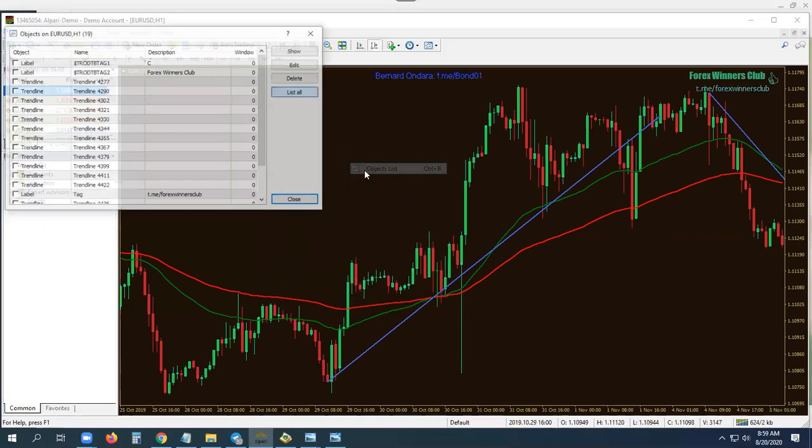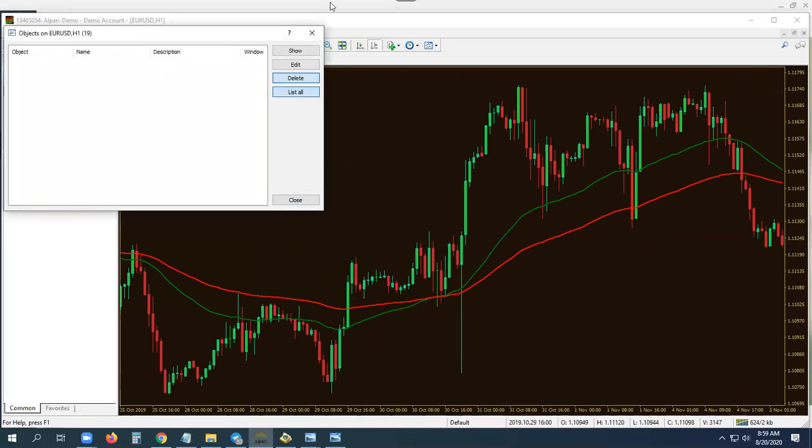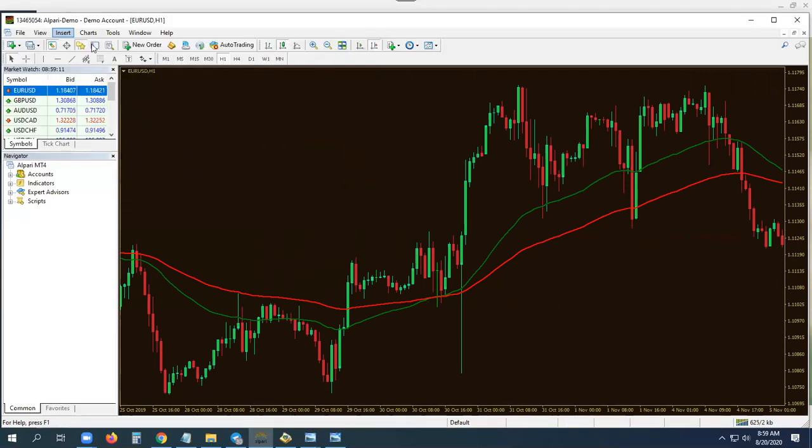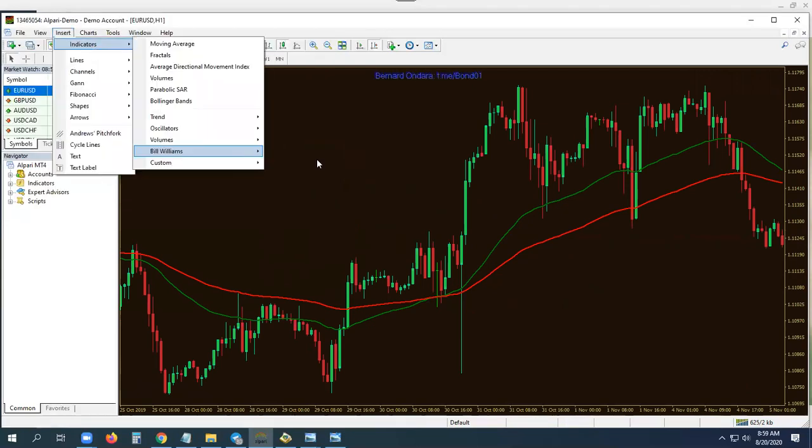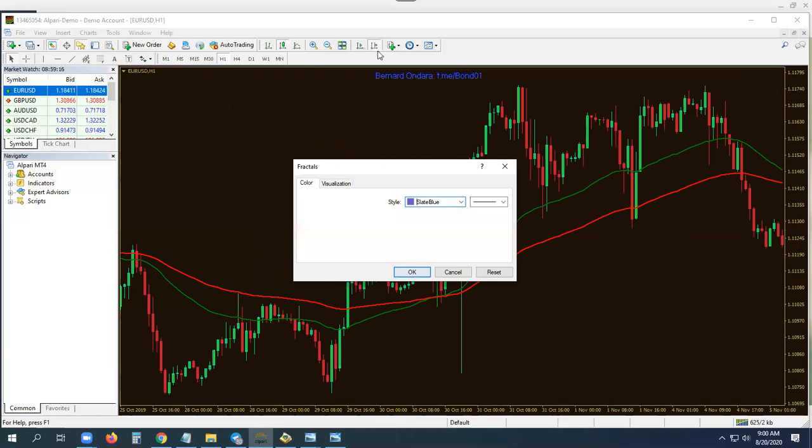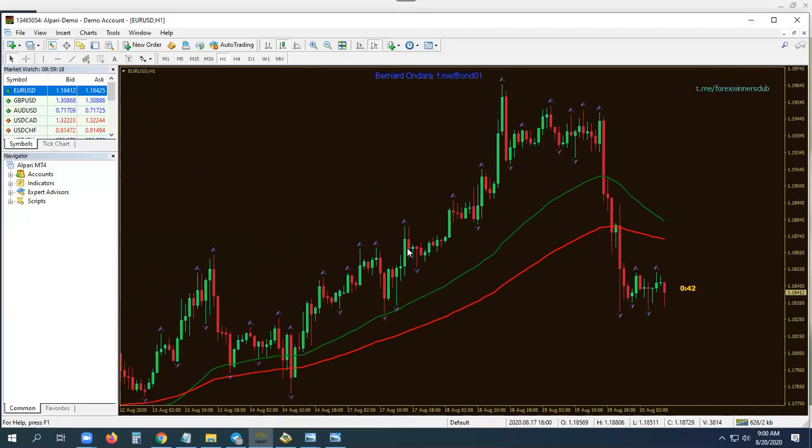Now, in case you have a problem doing that, you remember the fractal indicator. Under indicators, Bill Williams fractals. Push it on your chart and connect any two fractals that are a good distance apart.